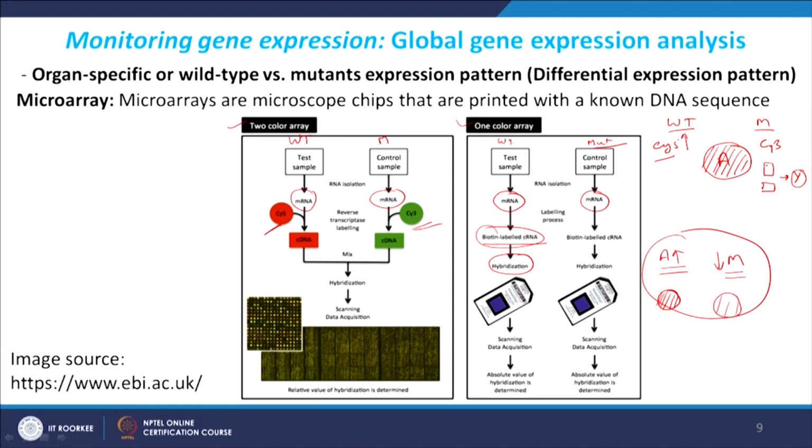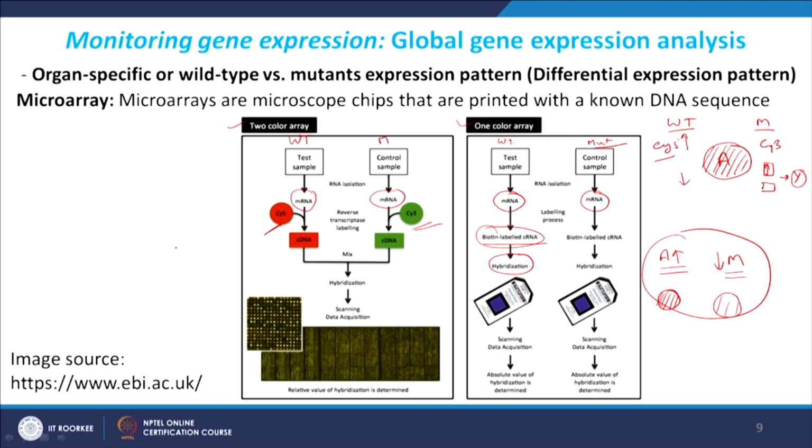But if any one of them is differentially present, for example, if expression is more in the wild type, then you are expecting more red signal than the green, and then the color of these spots will change. It will be more towards the red. If the gene is down regulated, then it will be more towards the green. So based on this color and then the quantification, you can actually calculate the fold change between wild type and mutant for all these kinds.